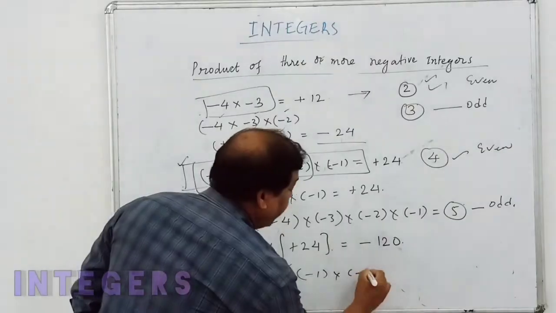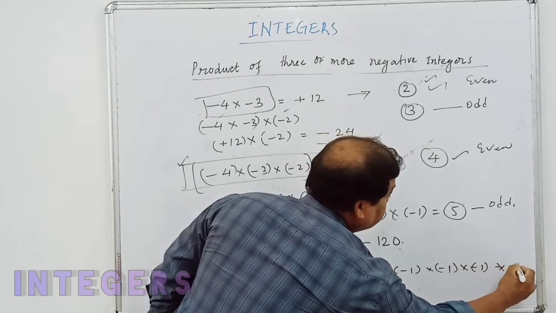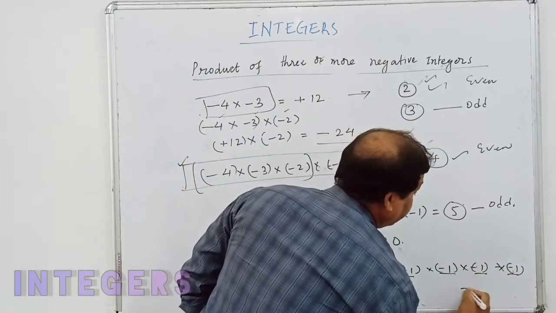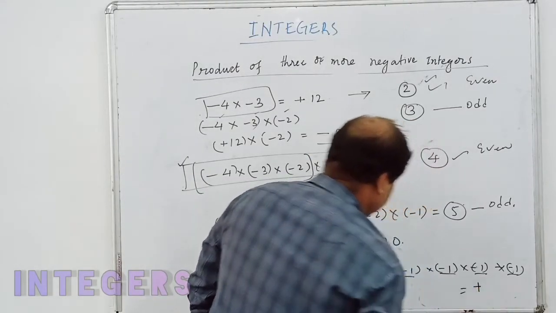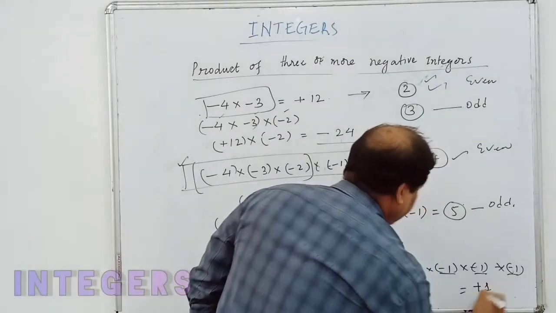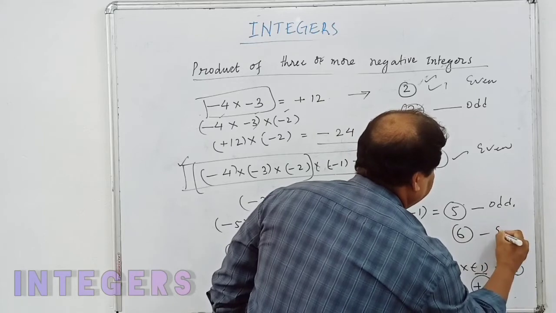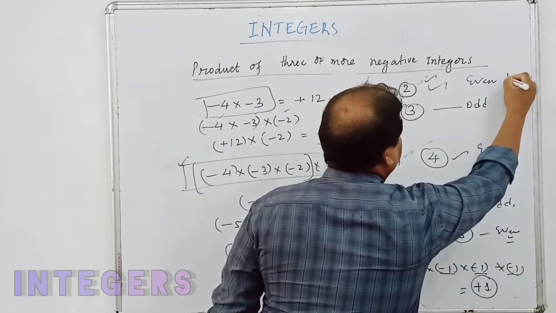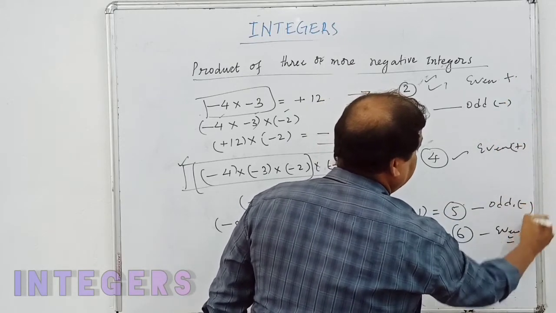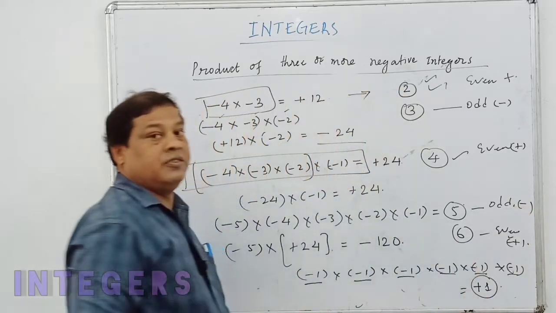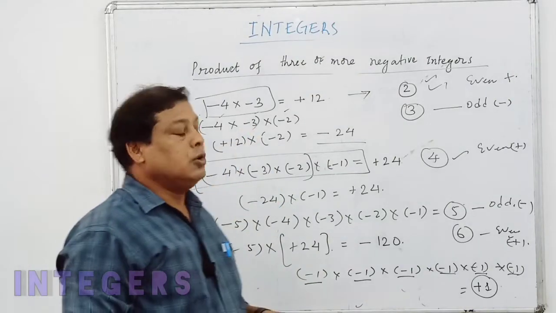minus 1, then minus 1, then minus 1, then minus 1, then minus 1. So how many times? 6 times. Then 6 times means it is an even number. So we have to put here a positive sign. You have to multiply all these numbers, you get 1. So 6 is an even number, so in even numbers you will get positive sign. In odd numbers, you will get negative sign. Even is positive, odd is negative. So like this, we have to multiply integers, more than 2 numbers.